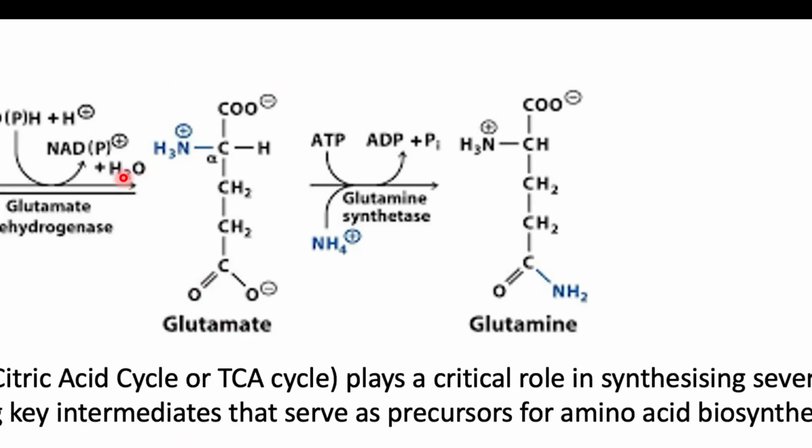This is what I was showing here. Alpha ketoglutarate plus NH3 plus NADPH gives glutamate, catalyzed by glutamate dehydrogenase. Now glutamate is a precursor for glutamine via glutamine synthetase, proline via cyclization and reduction of glutamate, and arginine via the urea cycle starting from glutamate and glutamine.